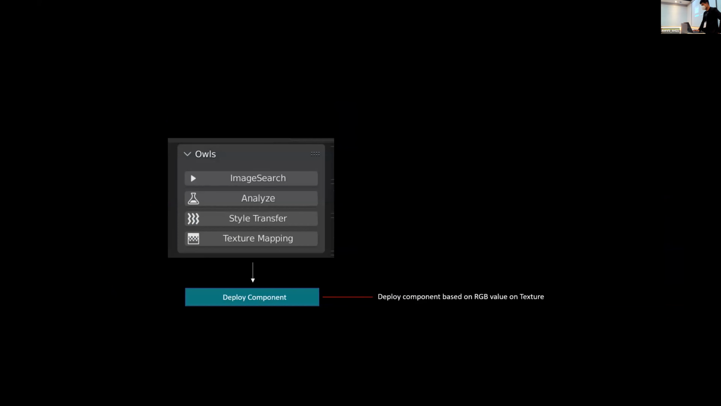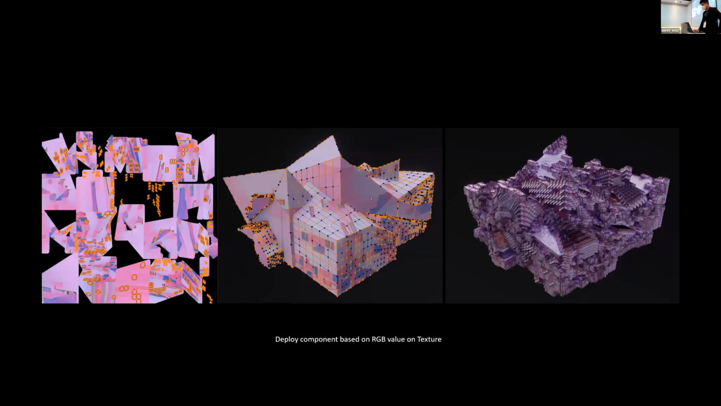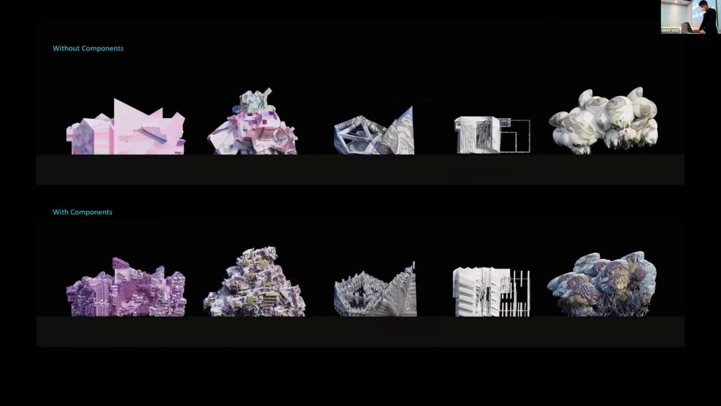And then the last function is to deploy components. So you have the style transfer images on the mesh, and those style transfer images become a map for you to deploy the components. So you add another layer of complexity about the elemental perception of the object. And these are some outputs with or without the components. Phase 2 is how to make an interior space.